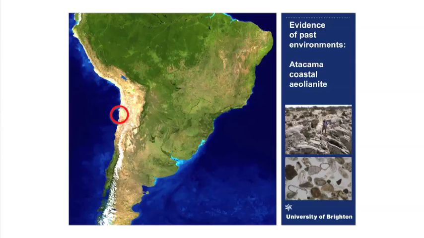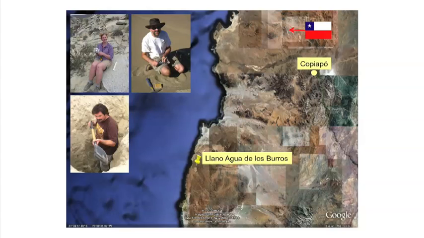Final example is current work that I'm undertaking with Joe Bullard and Mark Bateman, pictured there. Joe's from Loughborough, Mark's from Sheffield, and Claudio Latorre, who's from the Catholic University in Santiago in Chile. And in this case, we're not looking at calcretes, we're looking at this material called aeolianite, and we've been working near a place called Copiapo, and you may remember Copiapo from the Chilean miners' rescue. The San Jose mine is highlighted by that Chilean flag there. So we were about 70 kilometres southwest of Copiapo on the Pacific coast.